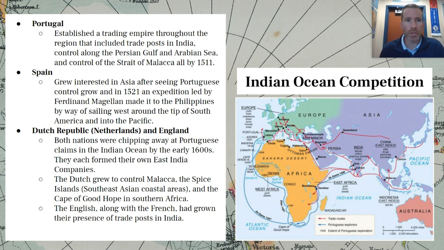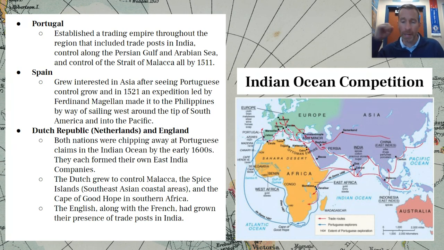So here's your competition in the Indian Ocean. It's really the Portuguese who take the first swing. It's a bad word choice. They take control for European trade in the Indian Ocean first, and they're going to have trading posts all throughout the region, in India, Persian Gulf, the Arabian Sea, and the Straits of Malacca. And they'll have that by 1511.